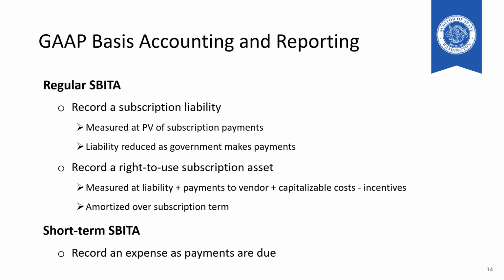And similar to lease assets, you get to choose the amortization method for the SBITA asset. You can go with straight line or the interest method. Whichever one you pick, it just needs to be systematic and rational, and you should be consistent. That means pick one method and apply it to all of your SBITAs and use the same method from year to year. For any of your short-term SBITAs, you just record an expense as payments are due.